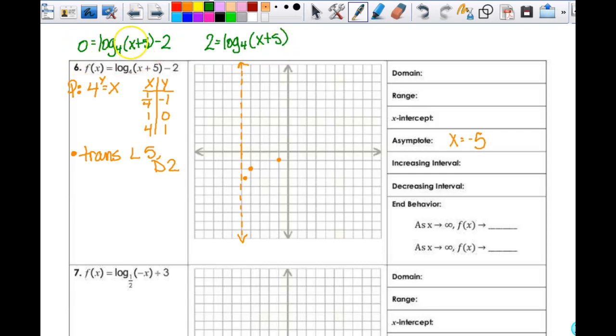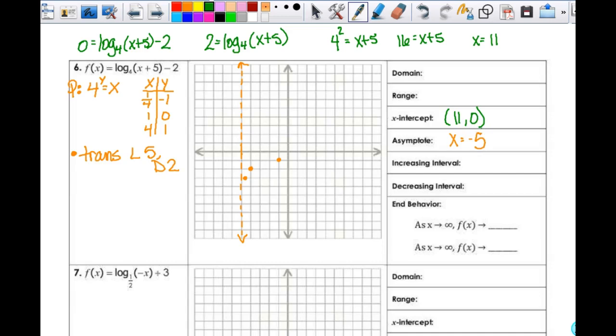Now, at this point I can rewrite it. I couldn't rewrite it before because I had 2 terms. Now I have one big log term, so I can rewrite it in exponential form. So this would be 4 to the what? 4 squared equals what? X plus 5. So this is 16 equals x plus 5. So x equals 11. So your x-intercept is 11, 0.